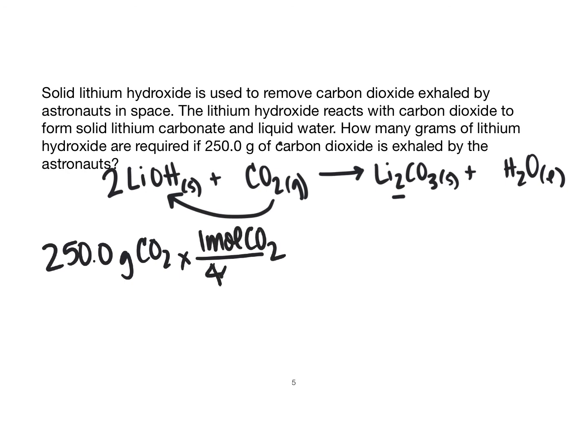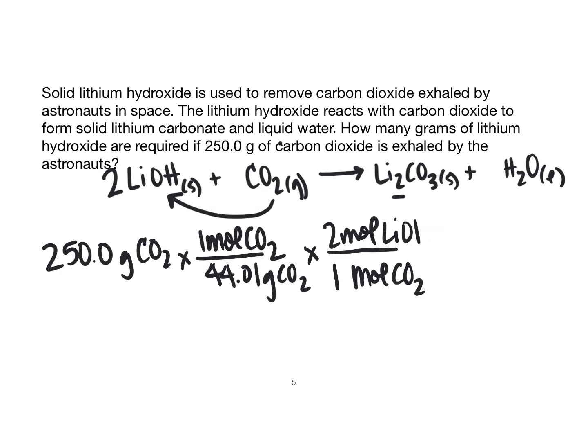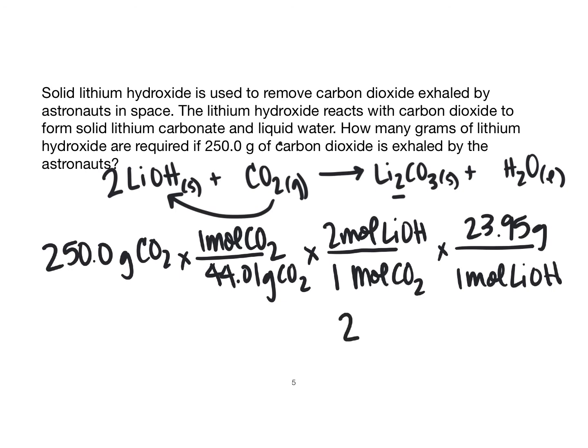in 1 mole of CO2, we have 44.01 grams of CO2. And the stoichiometric ratio is 1 to 2, so 1 mole of CO2 for 2 moles of lithium hydroxide. And 1 mole of lithium hydroxide weighs 23.95 grams. So now we can convert grams of CO2 to grams of lithium hydroxide. When you plug this in your calculator, you should get 272.1 grams of lithium hydroxide.